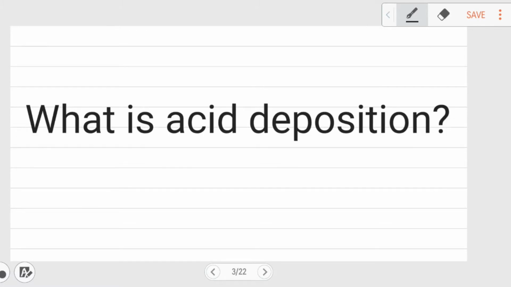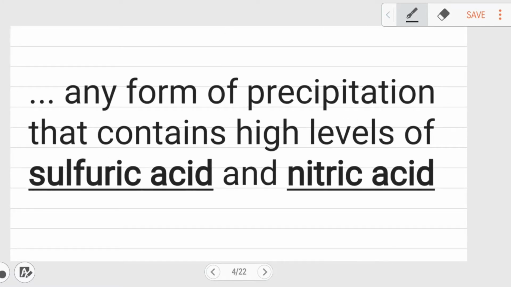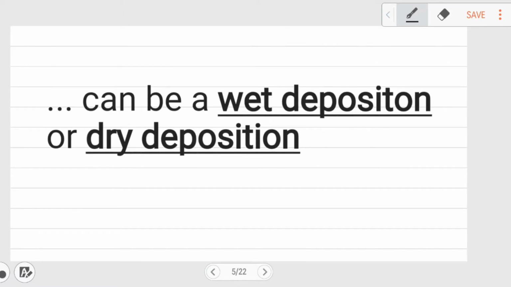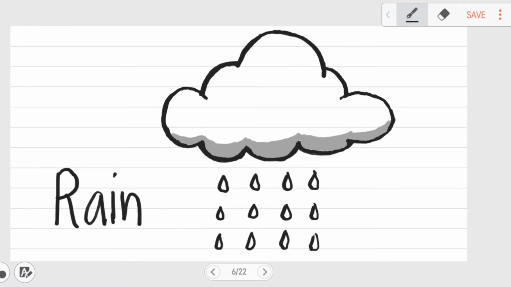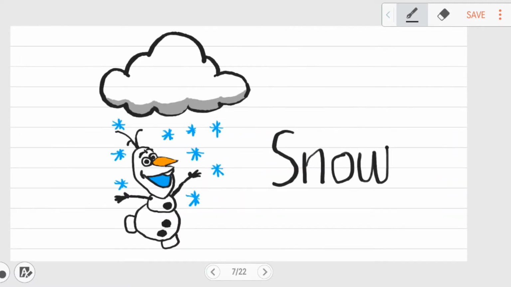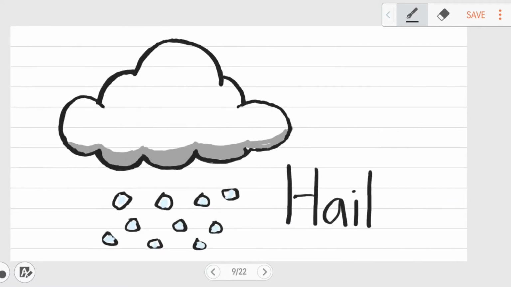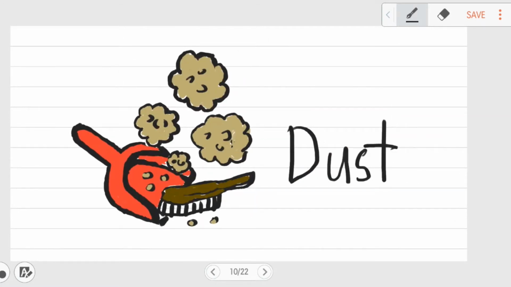What is acid deposition? Acid deposition is a general term for any form of precipitation that contains high levels of sulfuric acid and nitric acid. Depending on the presence of moisture, acid deposition can be a wet deposition or a dry deposition. Wet deposition includes acid rain, snow, fog, or hail. Or it can be a dry deposition, such as acid dust or particles that may deposit to surfaces and when washed off by rain can make it acidic.